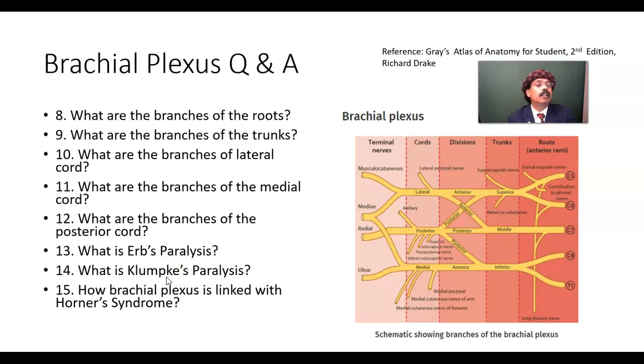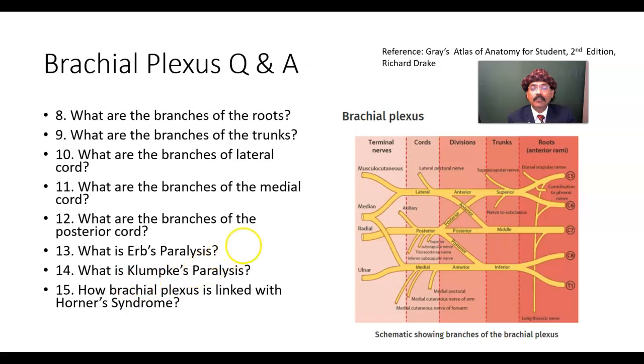from a tree. Luckily, he was able to hold a branch below, and there will be a sudden jerk that will lead to damage to the root of the nerve, especially in the lower trunk area. Here, that is the Klumpke's paralysis. Okay, this will lead to claw hand.